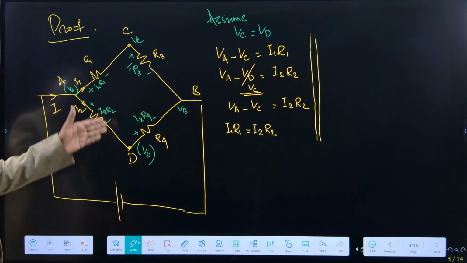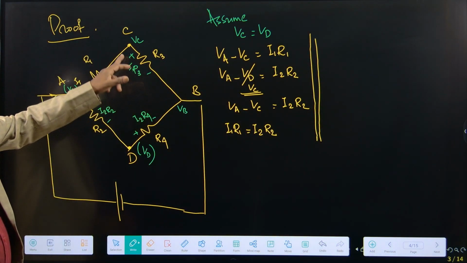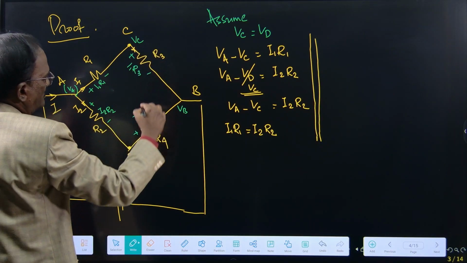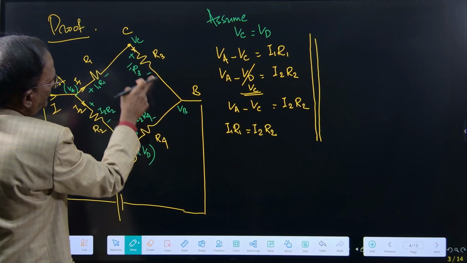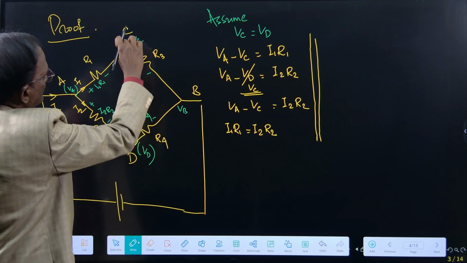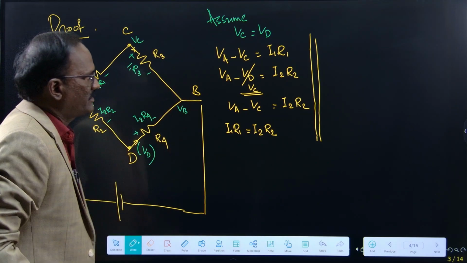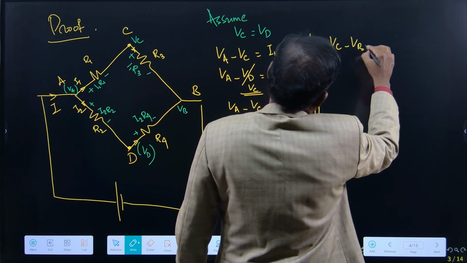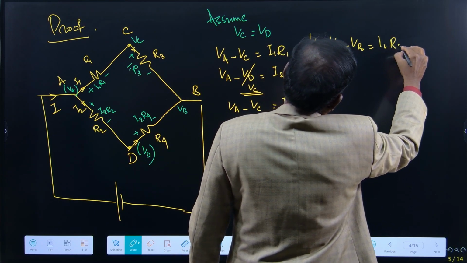This is for this part. Then come here. VC minus VB, because the current direction is this way. This way it is flowing, the current, from here, left to right. So VC minus VB is equal to I1 R3.